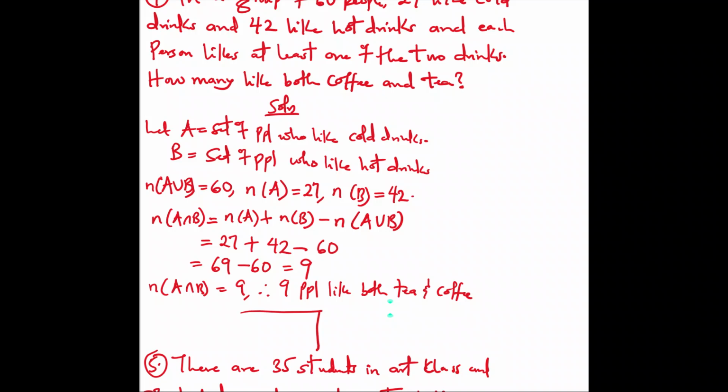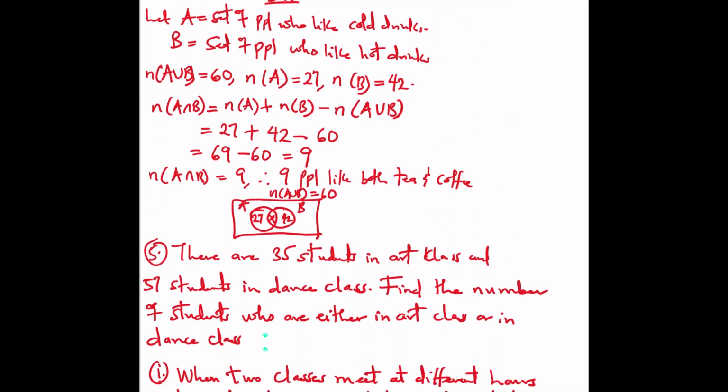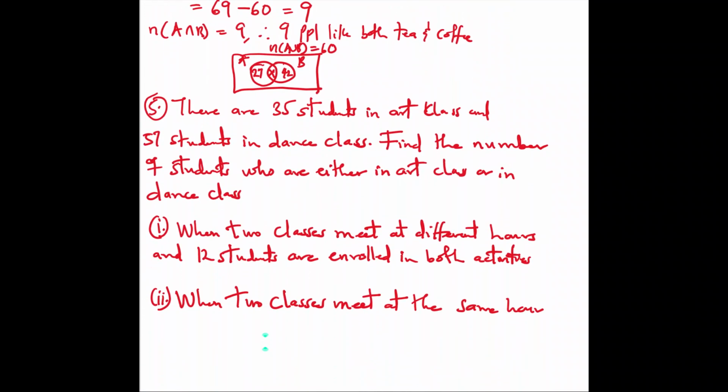Sorry, I forgot to draw the Venn diagram. The Venn diagram is supposed to look like this: A, B, and the number of A union B, the total number of people, is 60. The number of A is 27, the number of B is 42. So we have to find this place, X. Since we got that, X is 9.